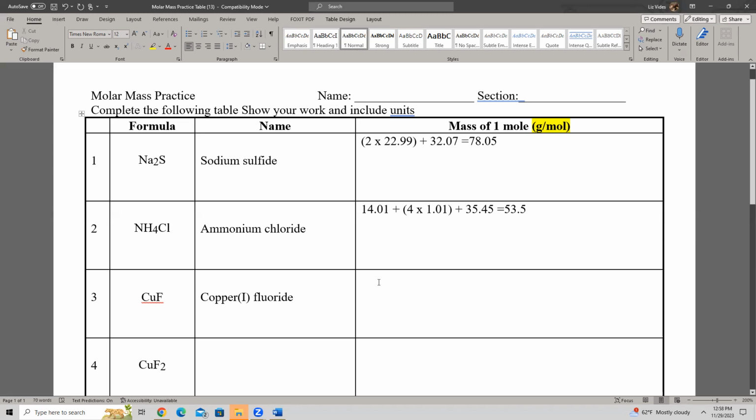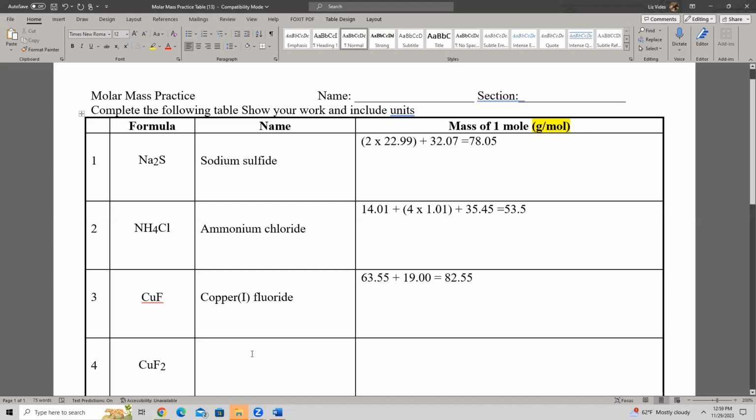Okay, so now copper in the periodic table is 63.55. And there's only one, right? So we don't need to multiply anything. And then fluoride is 19. So this is equal to 82.55.